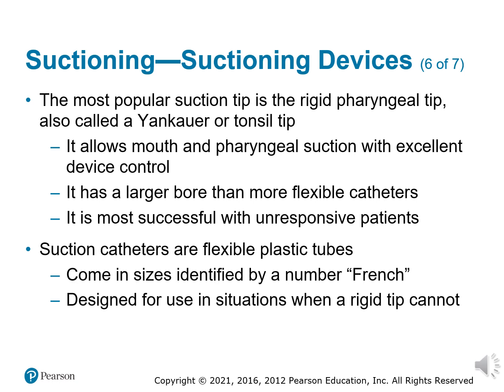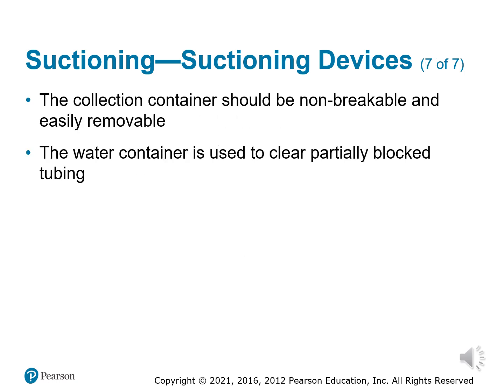Suction catheters are flexible plastic tubes. They come in sizes identified by a number, which is called a French. They are designed for use in situations when a rigid tip cannot be used. The collection container should be non-breakable and easily removable. The water container is used to clear partially blocked tubing.